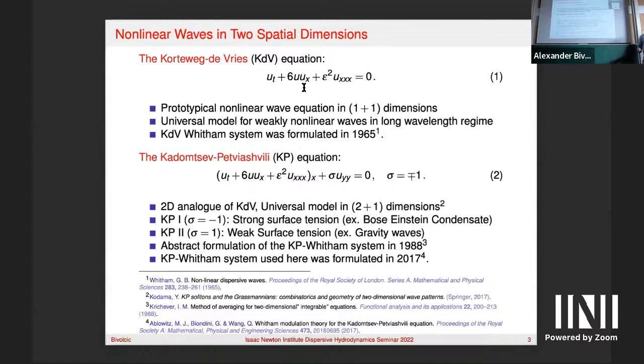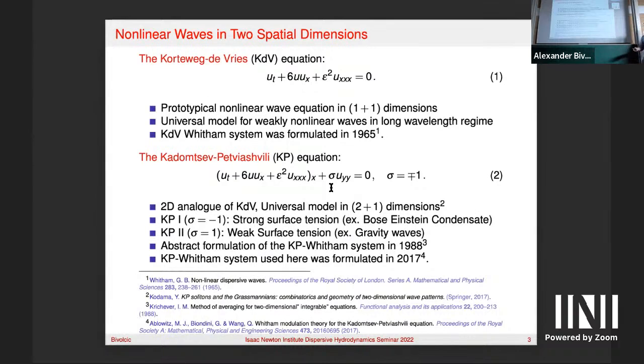The KP equation below is a 2D analog, so you can see it contains KdV within it, and also a universal model. It has two types, right? So we have this sigma can be plus or minus 1. In the event that sigma is -1, we have strong surface tension, and then for +1, weak surface tension. My work is going to be for general sigma, so sigma will just be a parameter throughout.